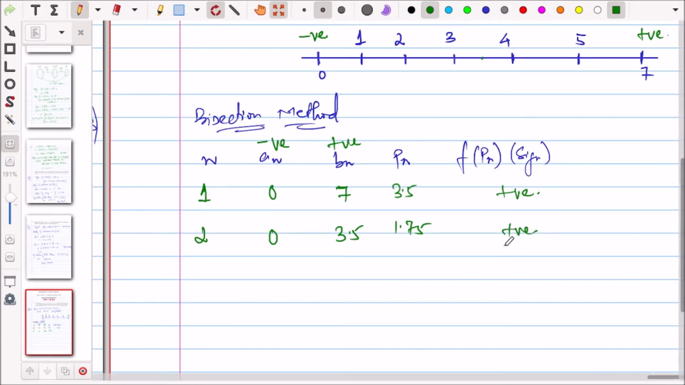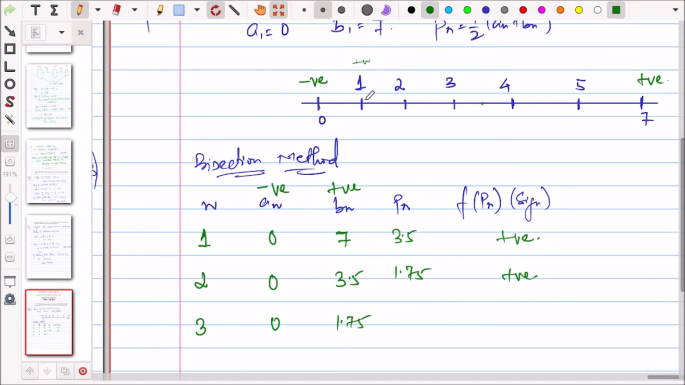So this is positive. Now at the third step, your A3 will be 0 and your B3 will be 1.75. If you look at this, because we have excluded all the others, we have A2, B2, and A3 is somewhere here, and B3 is somewhere here. Now because the root will lie in this interval, by the bisection method we know that the root will lie in this interval, and there is only one root in this interval, which is x equal to 1.